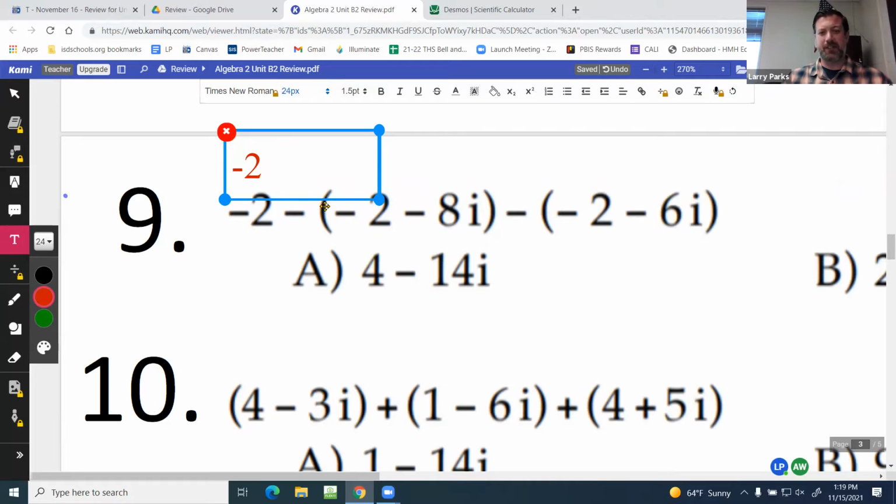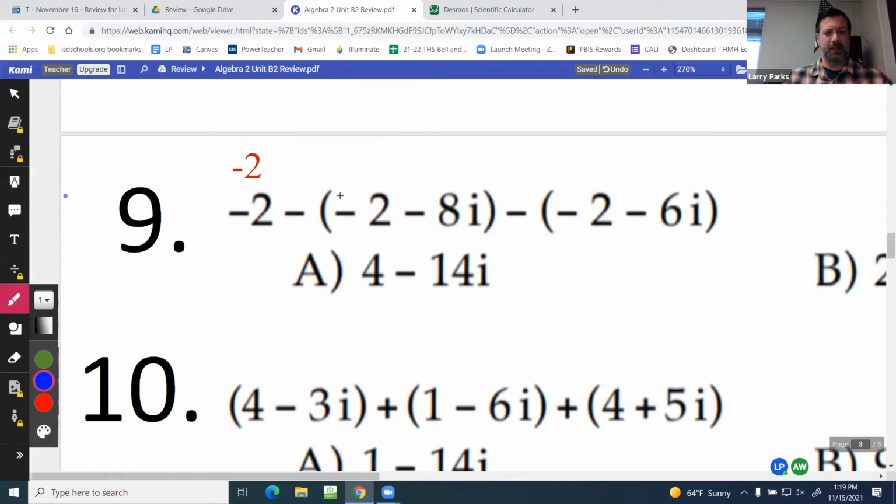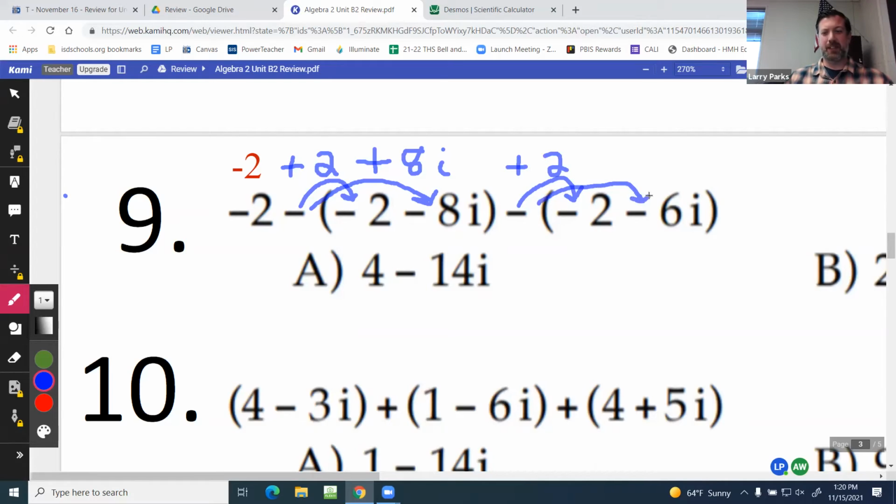Now, minus negative, you distribute that negative in. So that would become a +2. And then the negative distributes here. Negative times negative is plus, that becomes a +8i. And then the negative distributes here, becomes a +2. And the negative distributes here. Negative times negative is plus, that's +6i.